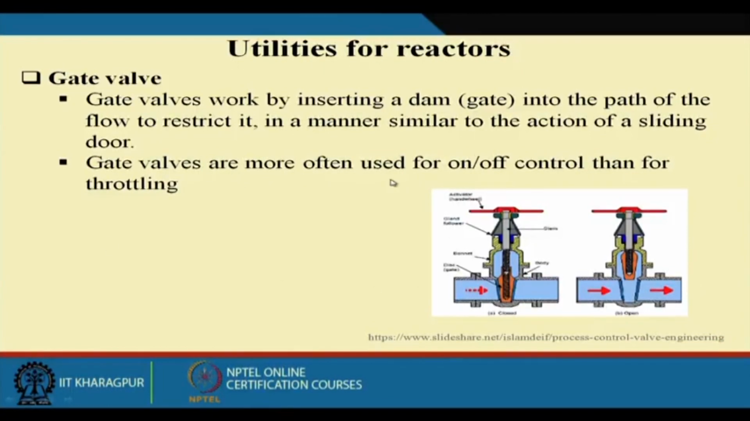Gate valves are more often used for on and off control than throttling. This cannot be used for throttling. This is just on and off. There should not be any friction that takes place here.